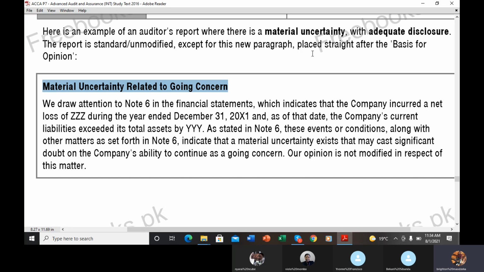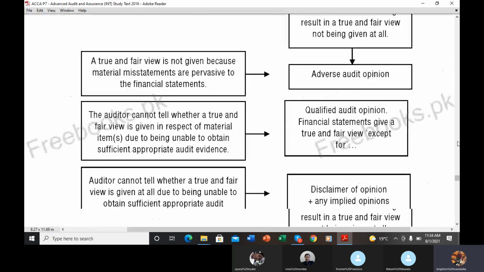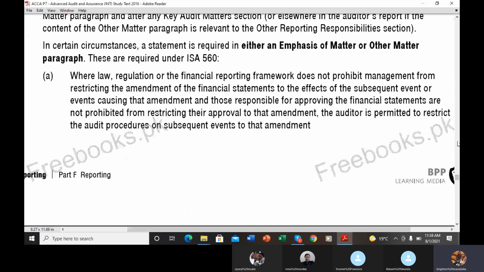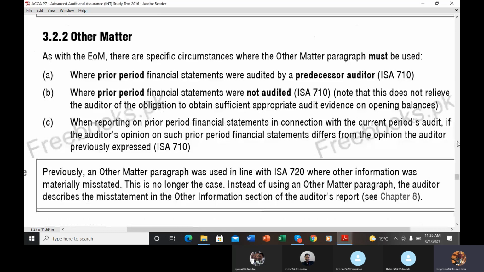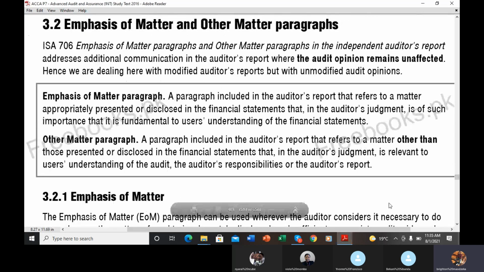We do have again what you call the emphasis of matter paragraph. We're now polishing up. Emphasis of matter paragraph. Other headings should be included in the auditor's report. Emphasis of matter paragraph.